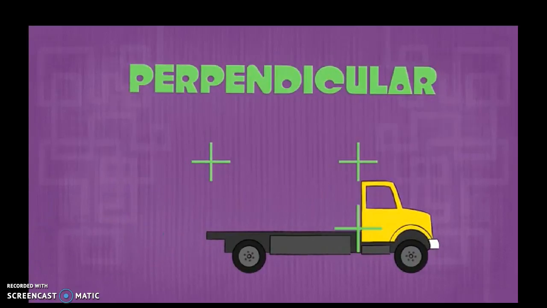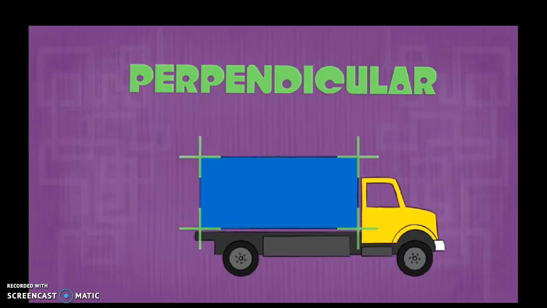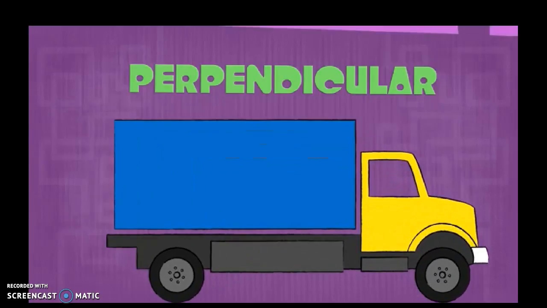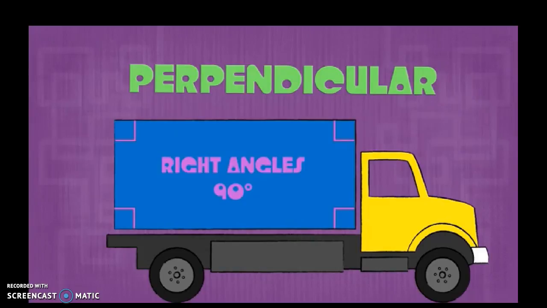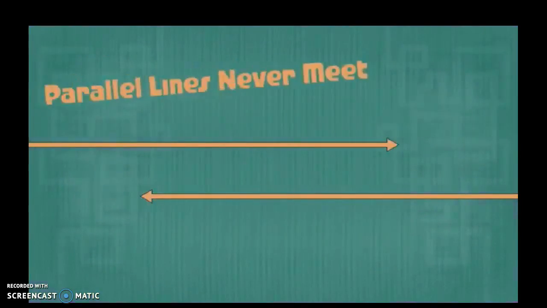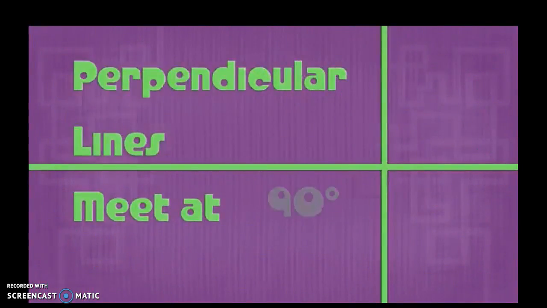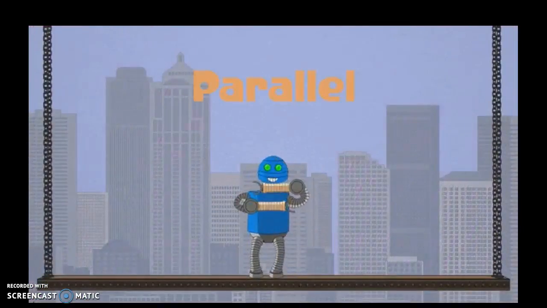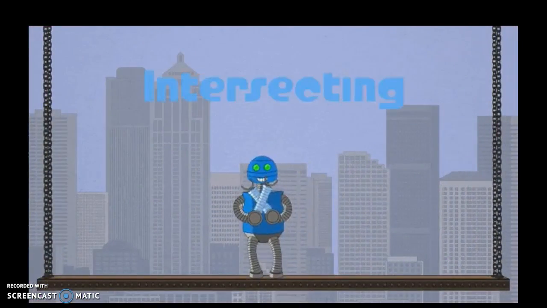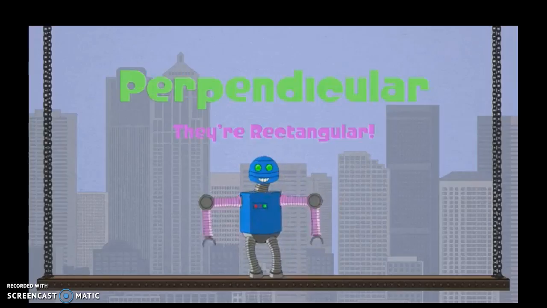Lines that are perpendicular on the rectangle's perimeter. Or let's break it down even simpler. They make right angles in particular. Parallel lines never meet. Intersecting lines make these. Perpendicular lines meet at 90 degrees. Put your hands in the air with me. Parallel, intersecting, perpendicular, they're rectangular.